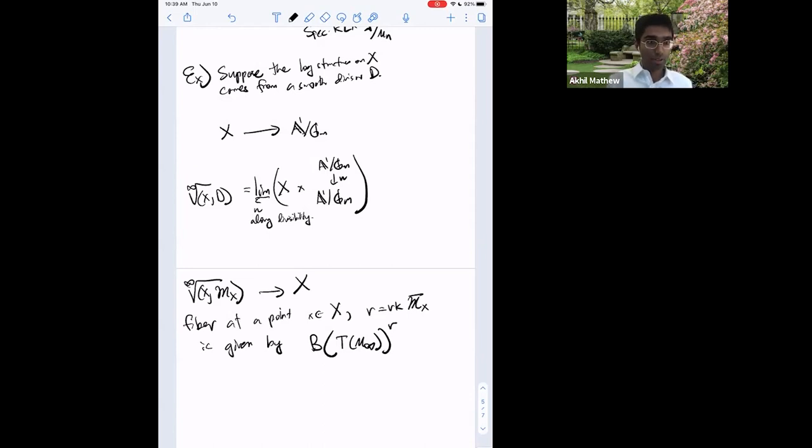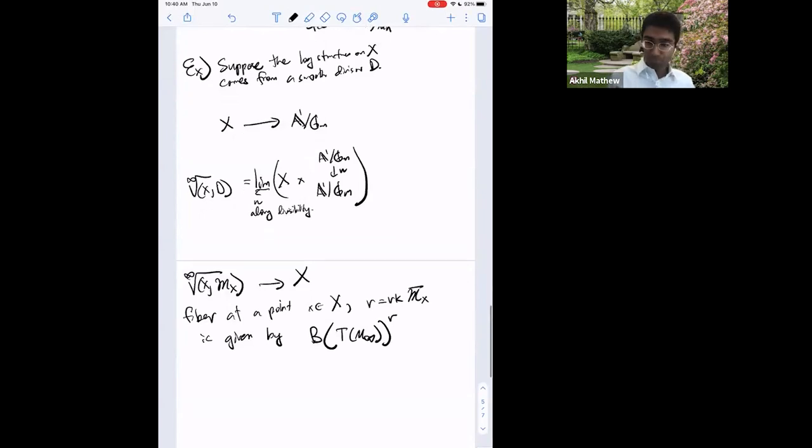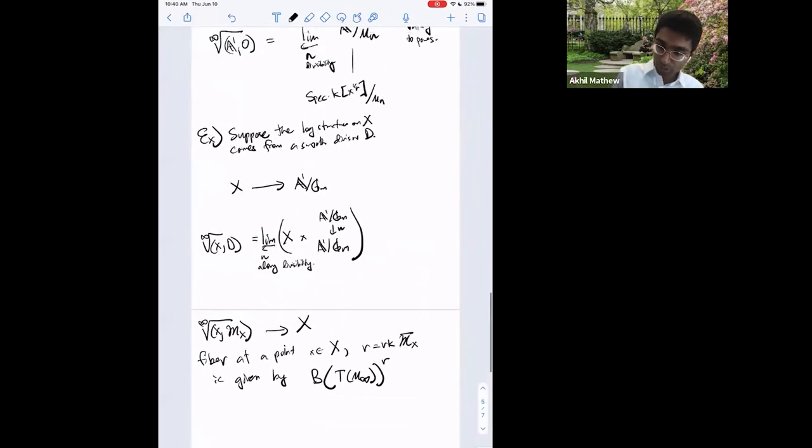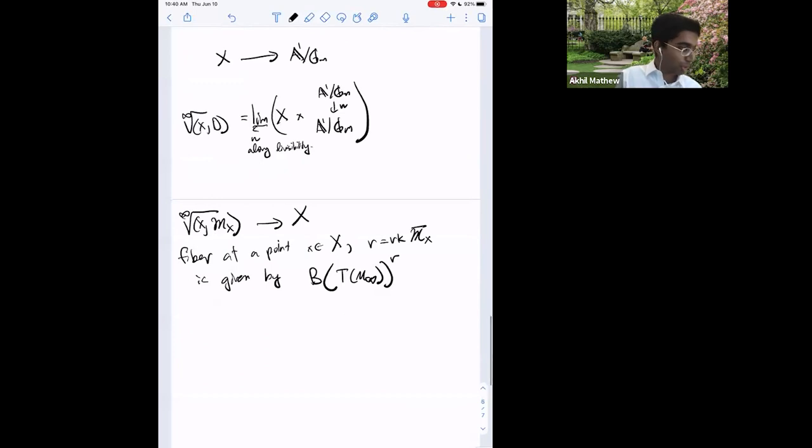I think this is analogous to, and partially motivated by, the construction of the Kato-Nakayama space for a complex log structure, where this would be replaced by a circle. So let me just explain the definition in general.